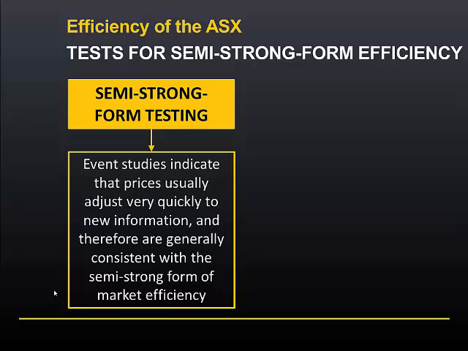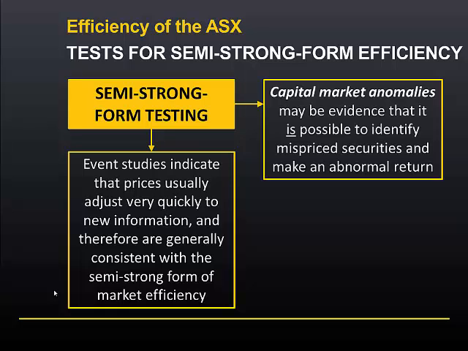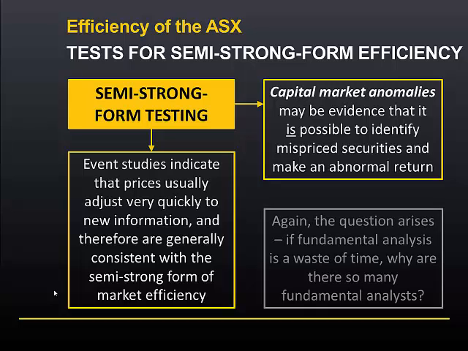to new information, and therefore this is generally consistent with the semi-strong form of market efficiency. However, there are things called capital market anomalies, phenomena which should not in theory be occurring in an efficient market. We'll look more deeply into these capital market anomalies in the next module. Once again, the paradox arises. If the market is semi-strong form efficient and fundamental analysis is a waste of time, why are there so many fundamental analysts?